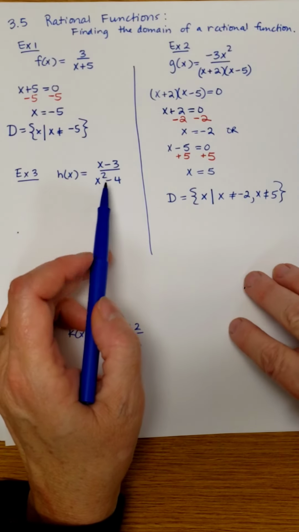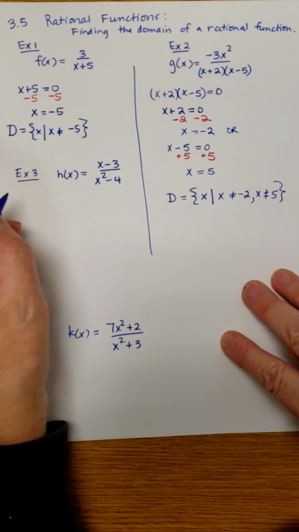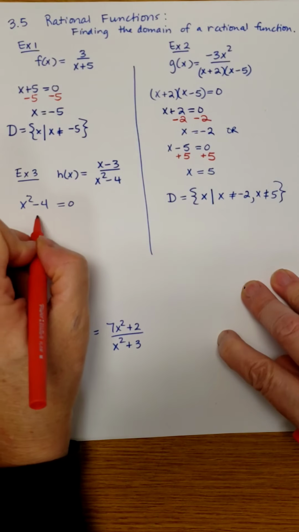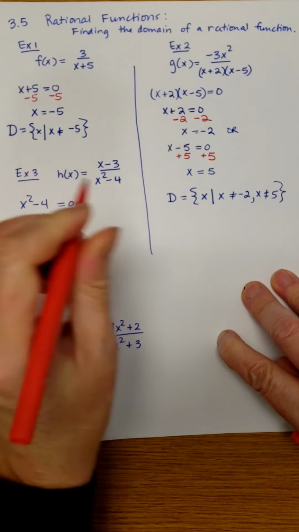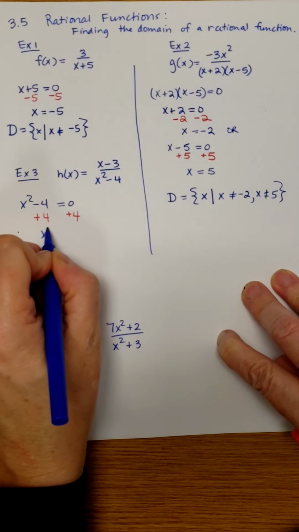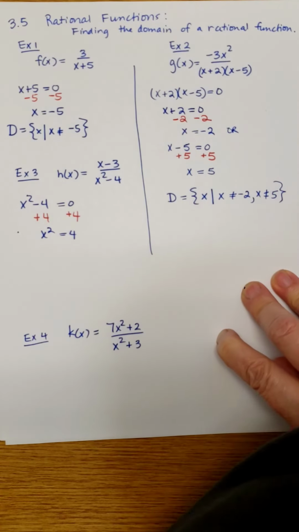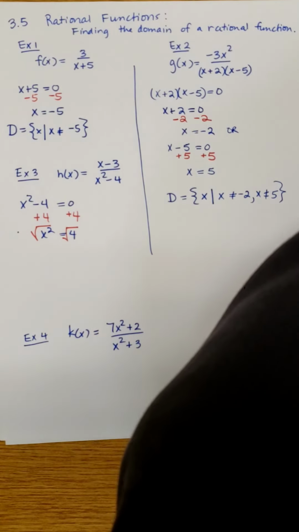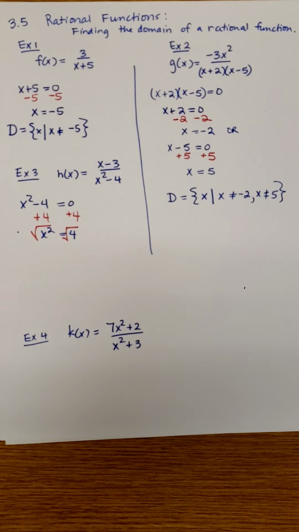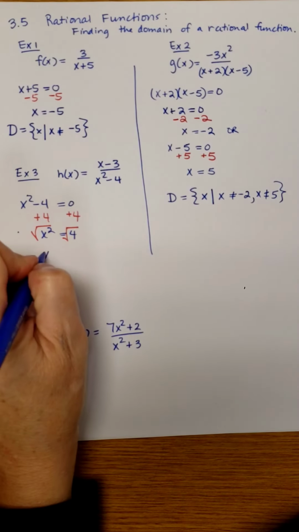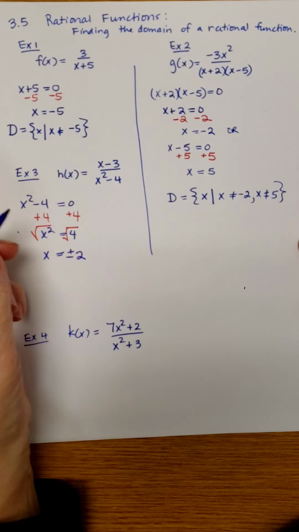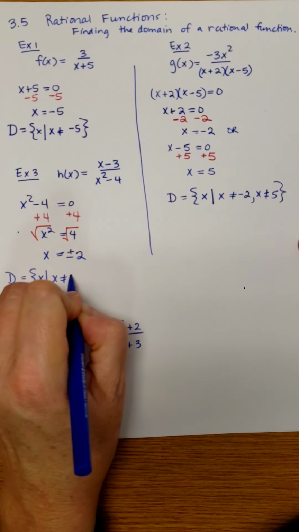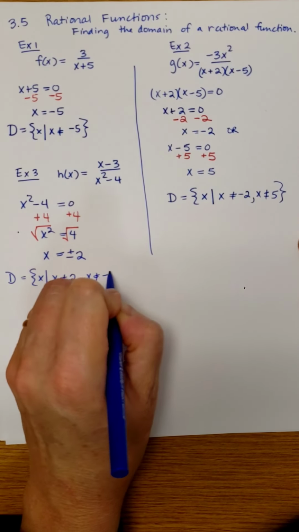In example 3, our denominator is x squared minus 4. So I'm going to set that equal to 0. And then I add 4 to both sides, and I get that x squared is equal to 4. Then I can take the square root of both sides to solve for x, and I get that x is equal to plus or minus 2. So the domain is the set of all x such that x is not equal to 2 and x is not equal to -2.